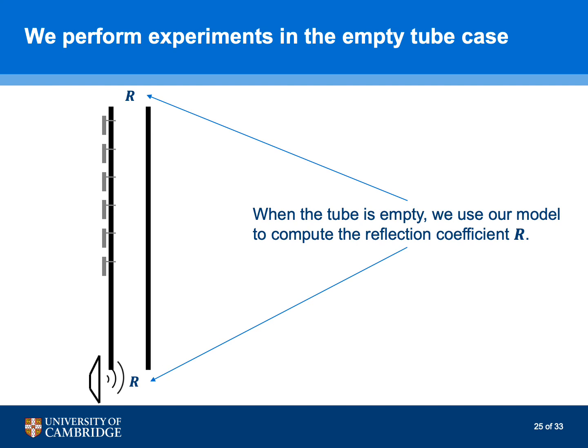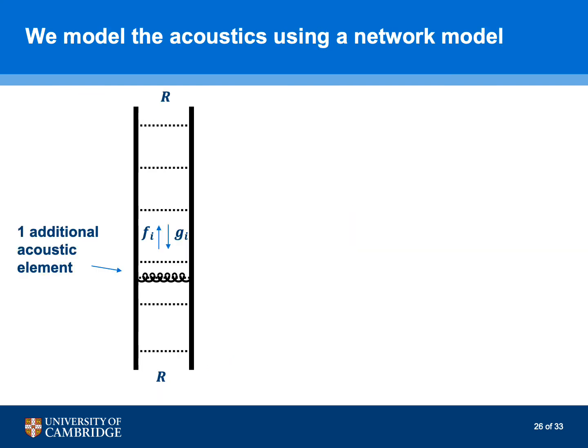The reflection coefficients can also be computed from experiments using the multi-microphone method, but this is something we do not do in this study. Instead, we assume constant reflection coefficients. Now we know everything about our empty tube. What do we do next?